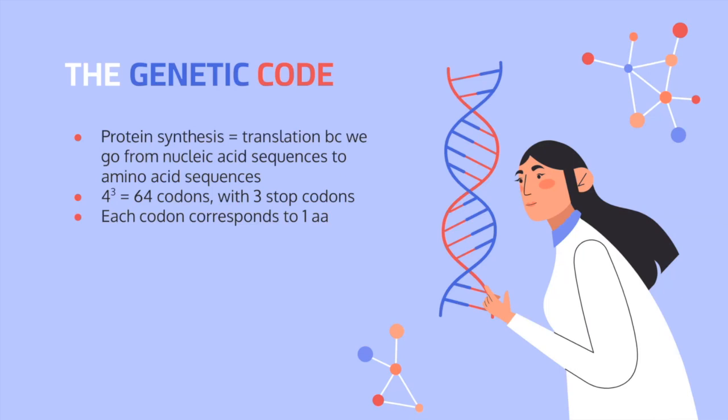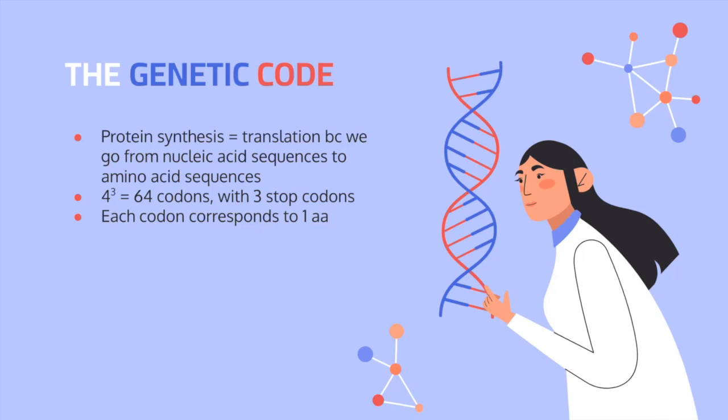The nucleic acids are read in codons, which are sets of 3 nucleic acids. So we have 4 nucleic acids and sets of 3. So 4 to the power 3 gives us 64 different codons possible. However, we only have around 20 amino acids, which means that many amino acids will be repeated. In addition to this, we have 3 stop codons that do not code for any amino acid.